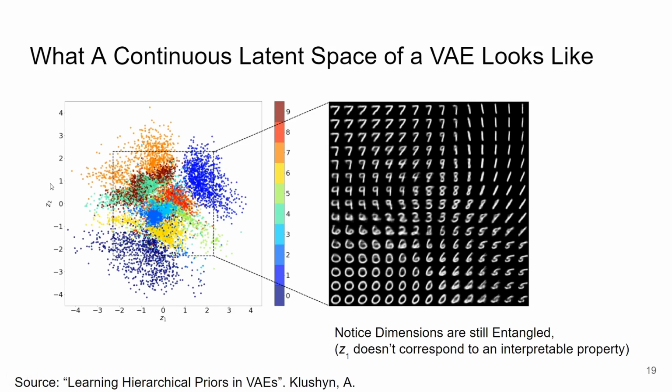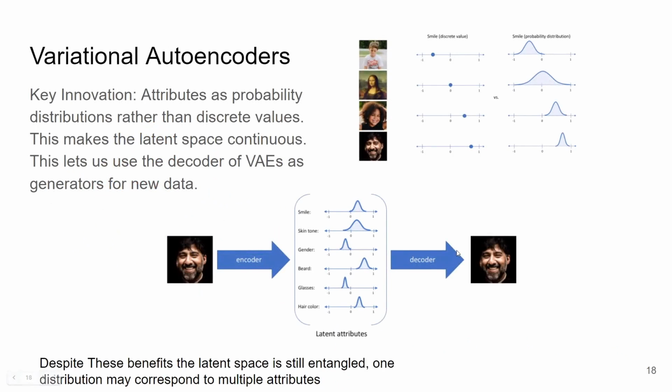And again, notice that the dimensions are still entangled. Z1 and Z2 don't necessarily correspond to any innate properties of these numbers that we can understand as humans. As we scroll along this axis right here, the Z1 axis and the Z2 axis, it's not like we notice, oh, this has this special property along this axis that I can control. No, we don't have access to that. We have no idea what this means. It's all entangled still.